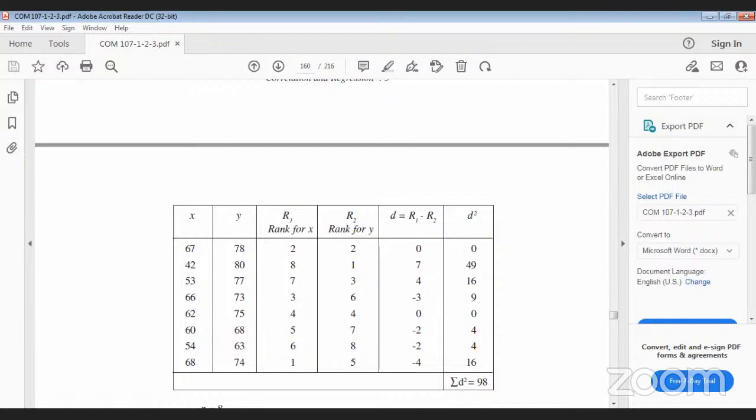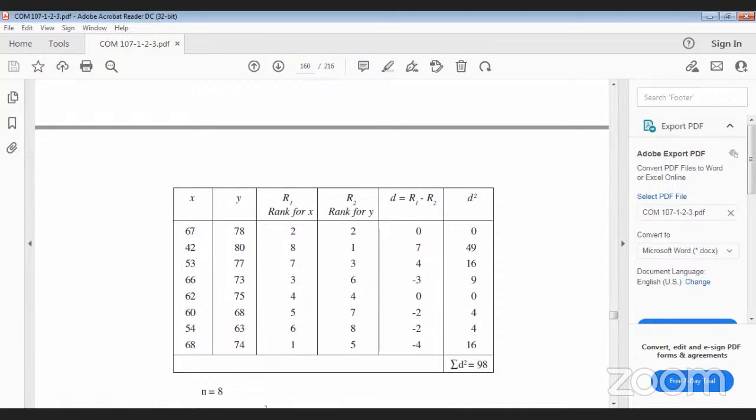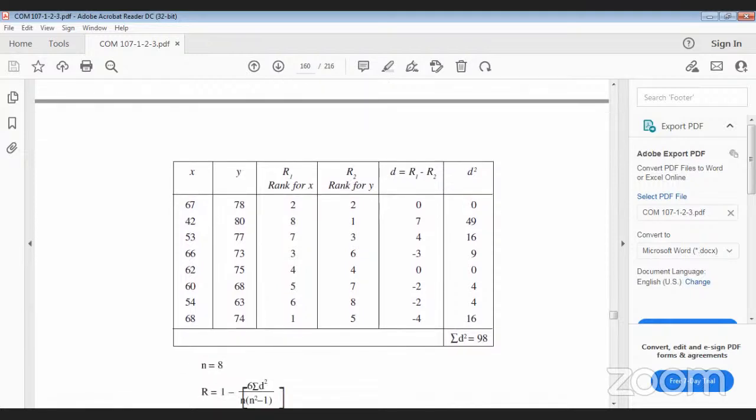Now we have to make the total of this last column, that is column number 6 here. And the total is here given for you as 98. So sigma d square will be 98 here. Here the numbers are 1, 2, 3, 4, 5, 6, 7, 8, so n is equal to 8 here. Now we have to use the formula. What is the formula? R is equal to 1 minus, in brackets, 6 summation d square upon n into bracket n square minus 1, bracket complete and big bracket also complete here.